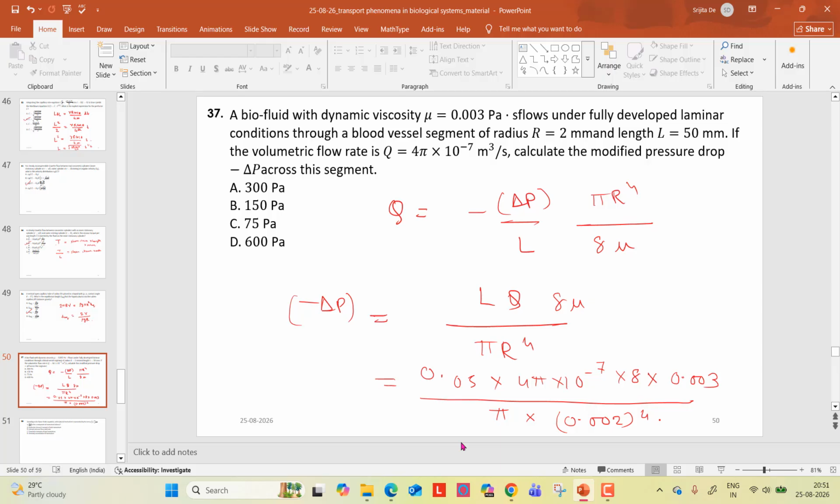I think they have made a mistake here. Whatever it is, it is coming as 30 Pa. You calculate, okay? If it is 300 Pa, then it has to be option A. Okay, there's some mistake.